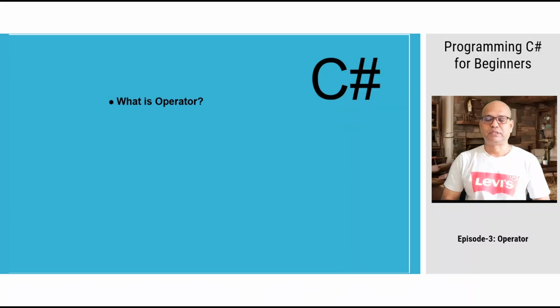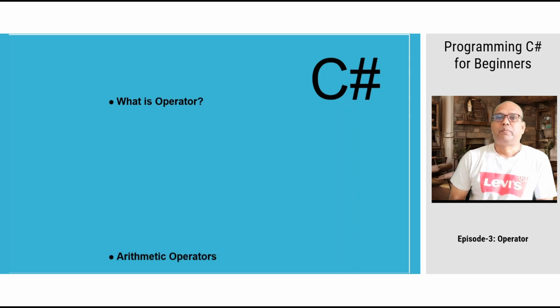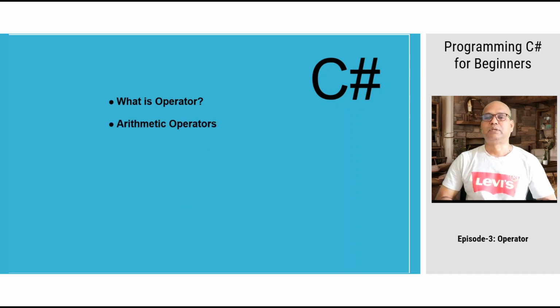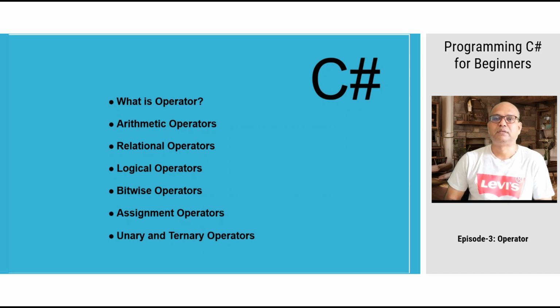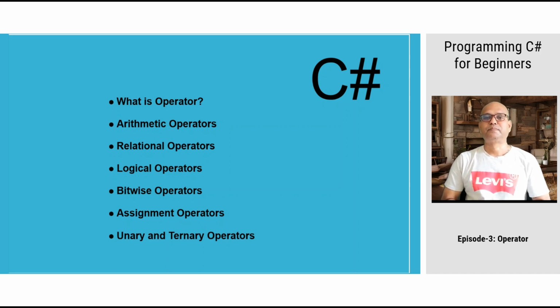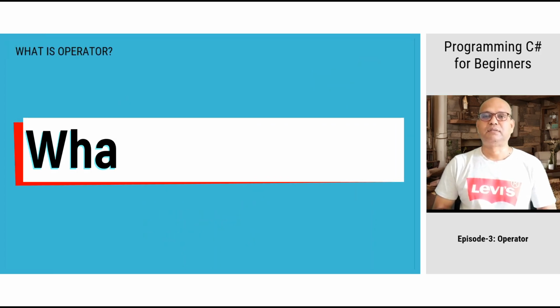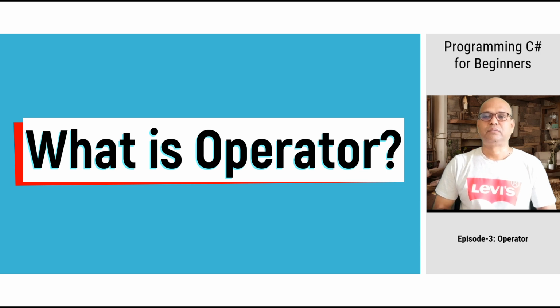In this episode, I will discuss what operators are, arithmetic operators, relational operators, logical operators, bitwise operators, assignment operators, and unary and ternary operators. As well as I will show with examples how the operator works with operands in a C# program in Visual Studio 2022. Okay, let's start. What is an operator?